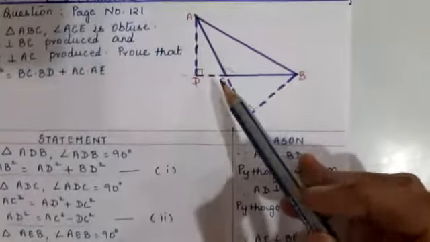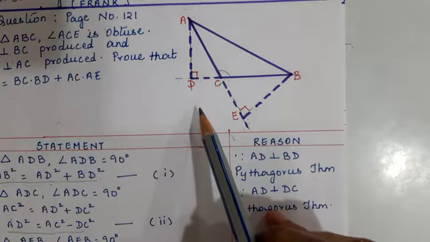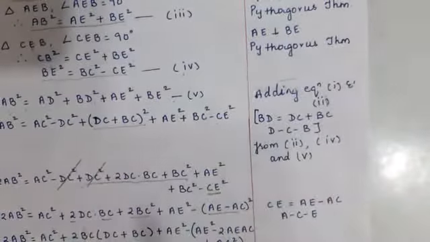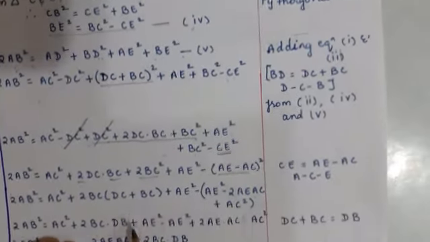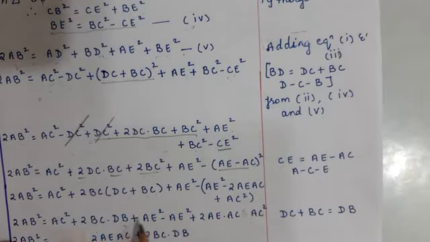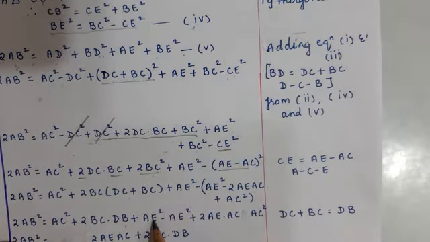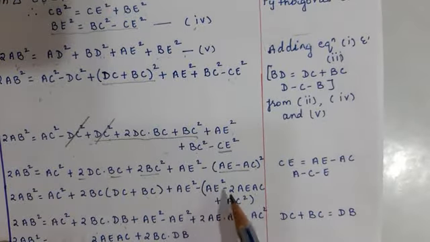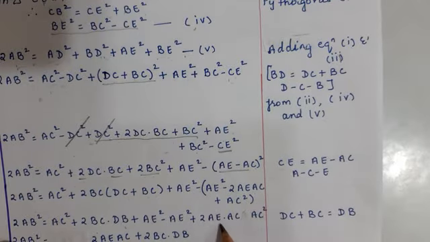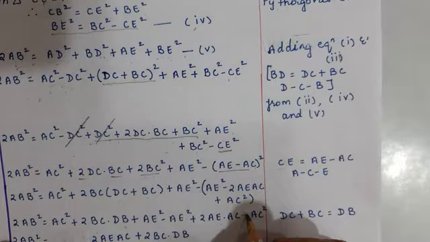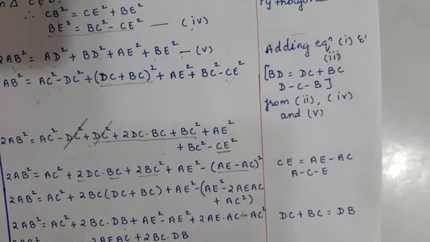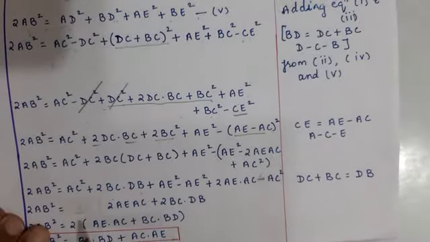Why is DC plus BC equal to DB? Let us check in the figure. Here if you observe, DC plus BC is nothing but DB, right? So I have replaced DC plus BC with DB. Now here I have AE square as it is minus, I have opened this bracket, so we get minus AE square plus 2AE into AC minus AC square. Now when I open the bracket, this plus becomes minus. Minus into plus is minus.